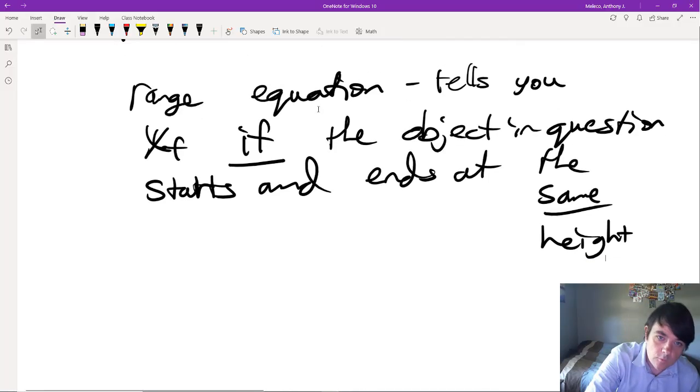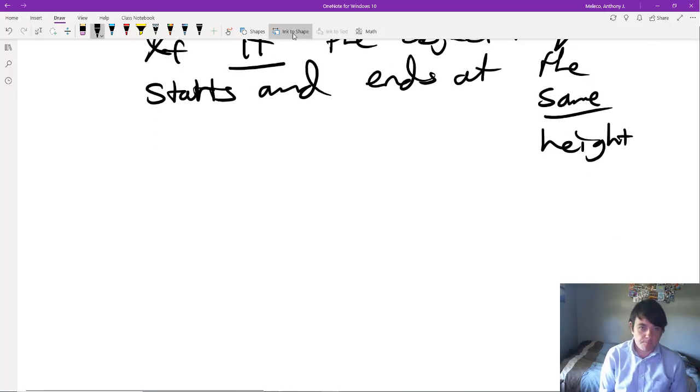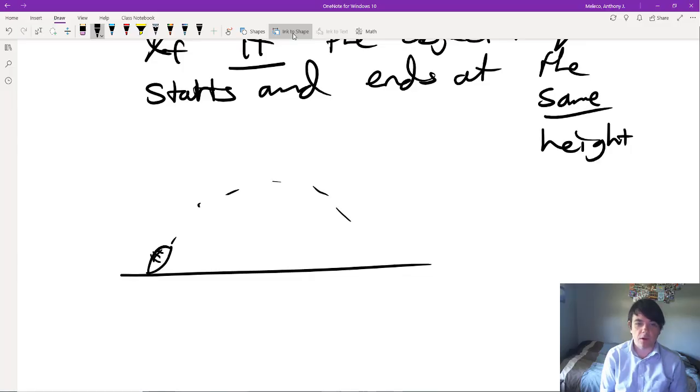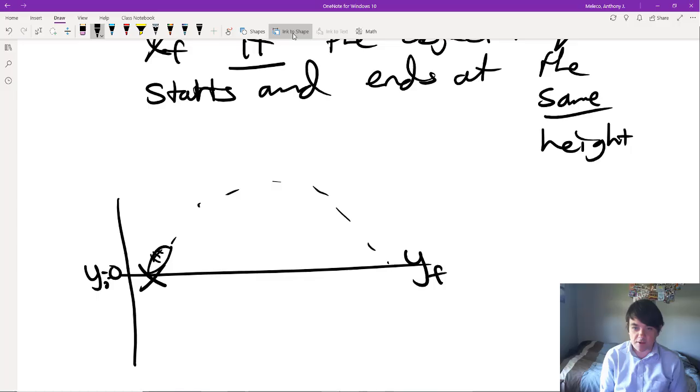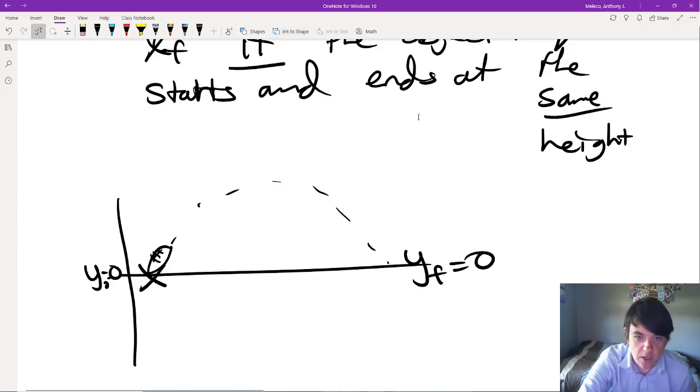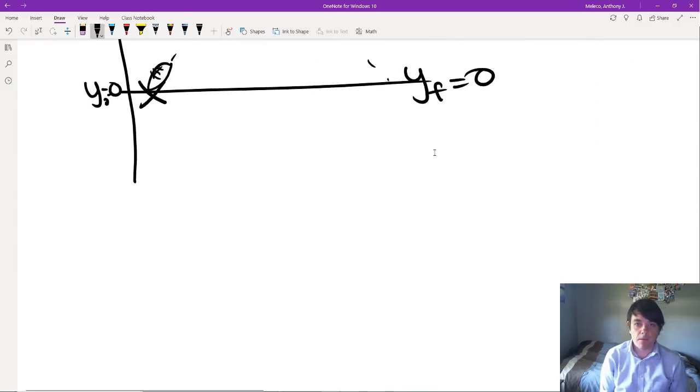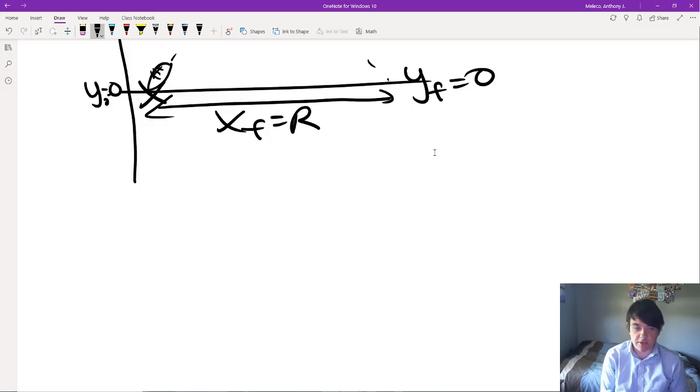In other words, you kick a football or launch some other sort of ball, golf ball or something. It goes up, comes down. It starts at this height, right? This is 2 dimensions. This is y initial equals 0. Y final is also 0. It's the same height, okay? That is the equivalent. And the x final this equation gives you is this distance. So this is your range, okay?